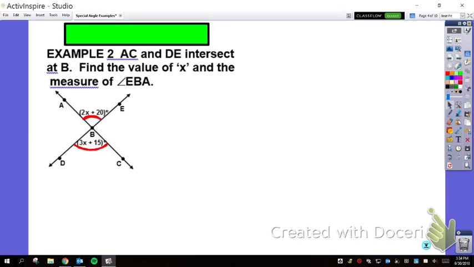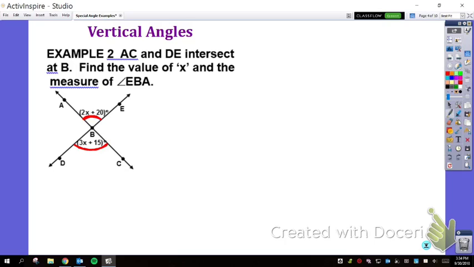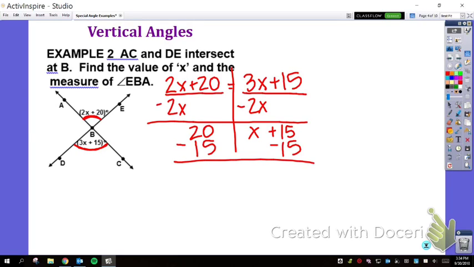If they are not adjacent, they're not touching each other, they just share a vertex, then they are vertical angles. With vertical angles, we know that they are congruent or equal, so we could say 2x plus 20 equals 3x plus 15. Remember, we have to be careful when we're solving these types of equations because we have numbers and letters on both sides. So I subtracted the 2x. You could have gone the other direction. The 2 canceled there, so we end up with x equals 5.